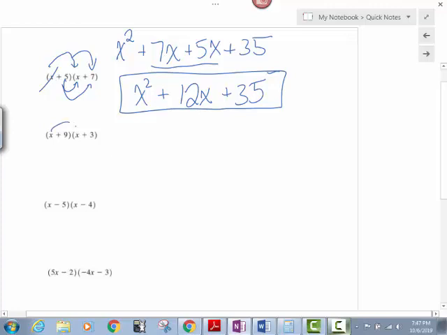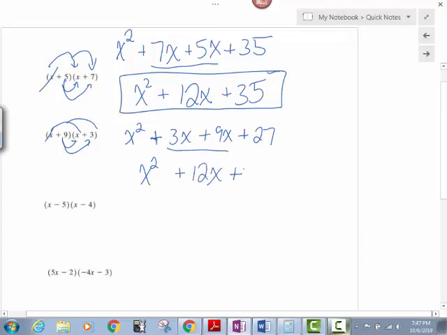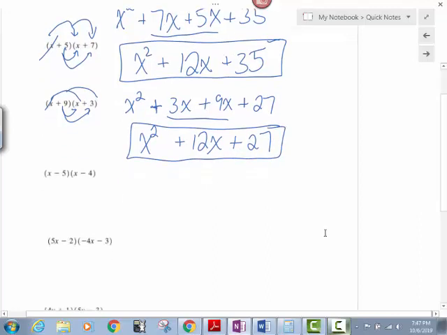Alrighty, let's try the next one. Let's go about it the same way. So x times x is going to give me, again, x squared. X times 3 will give me a 3x. Now we've already used that. Let's do our number 9. So 9 times x is 9x. 9 times 3 is 27. Okay. 3 and 9 will add up to the number 12 plus 27. So we have x squared plus 12x plus 27, right? Okay.